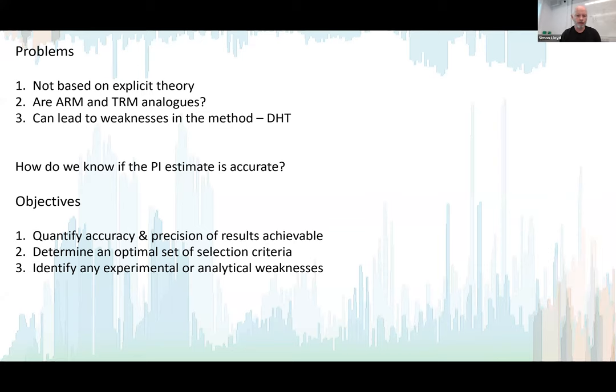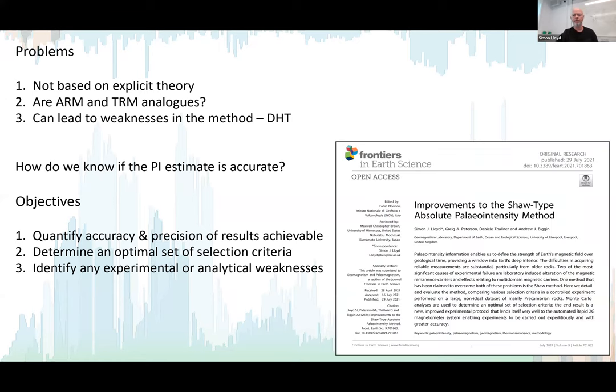So the work we did involved trying to quantify the accuracy and the precision of the results that are achievable using the Shaw method, to determine an optimal set of selection criteria, and also to identify any experimental weaknesses within the method. And this work was published last July in Frontiers, which is open access if you want to read about it there.